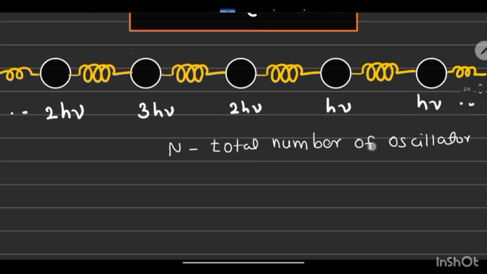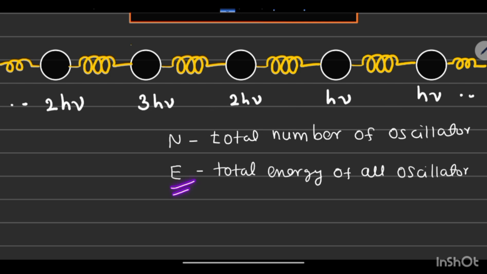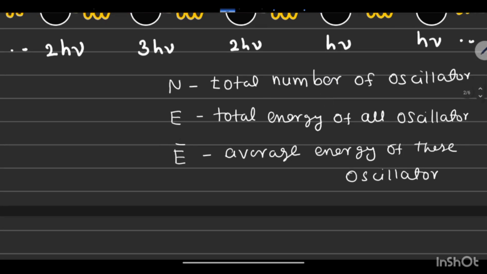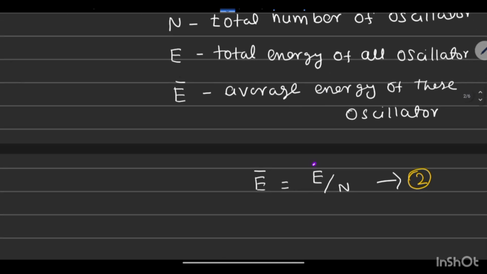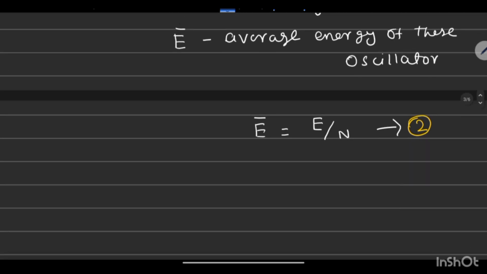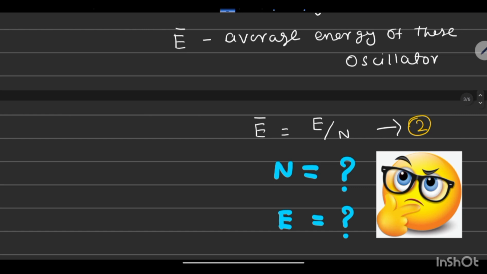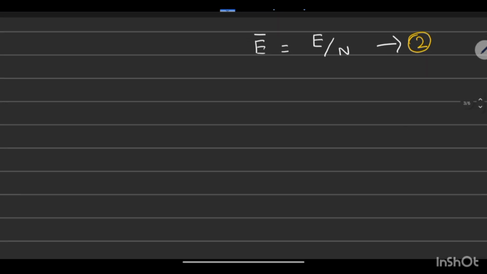To find that, I'm going to assume that I have N number of total oscillators, and capital E is my total energy of all the oscillators, and E bar is the average energy of the oscillator. So my average energy E bar I can represent in terms of E by N, means total energy by number of oscillators, that will give the average energy. Now the question is how to find E and N. To find the average energy of the oscillator, I am going to do some kind of grouping with the available energy levels of the oscillators of the cavity wall.